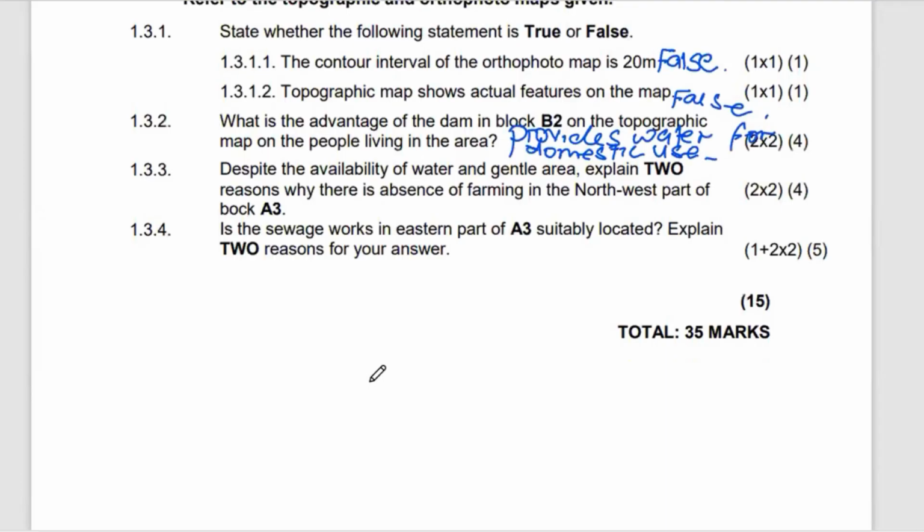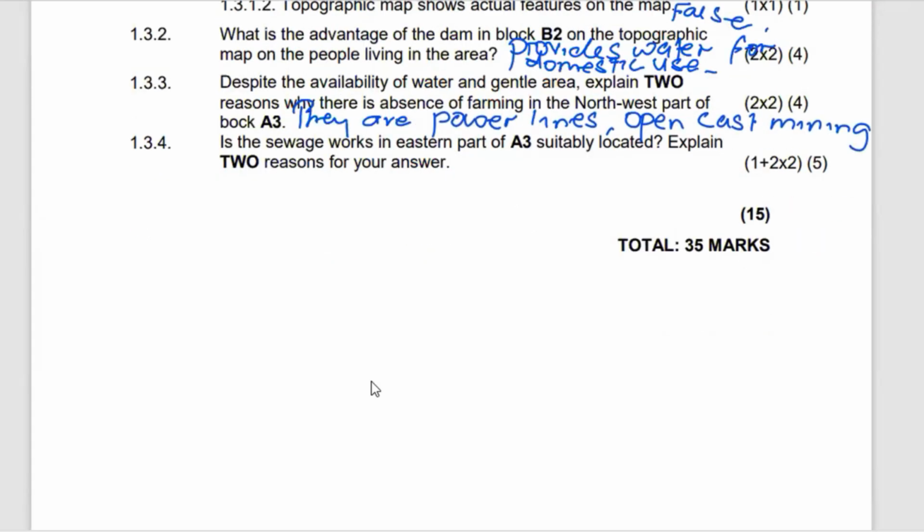Then, despite the availability of water and gentle area, explain two reasons why there is absence of farming in the northwest part of Block A. All right. There are power lines. You can also talk about there is an open cast mining. Is the sewage works in the eastern part of A3 suitably located? Explain two reasons for your answer.